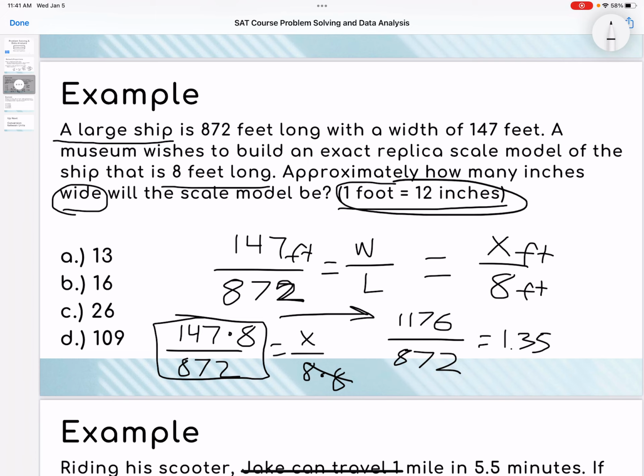And we know that, of course, every foot is 12 inches. So we'll multiply that number by 12, and we find that we get 16.18 inches. And that is going to be our final answer. So B is the correct answer.